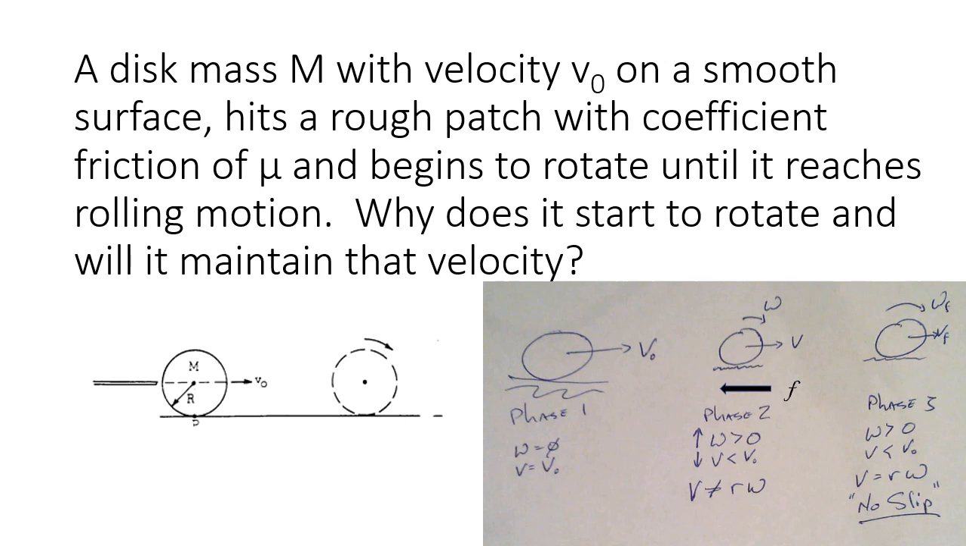And then a little bit later, it runs into rougher ice, or let's say some patch of friction, right? And the friction is going to begin to act backwards on it. So in phase two, the friction begins to apply a torque to the bottom edge. And so what you have is the beginning of a rotation.